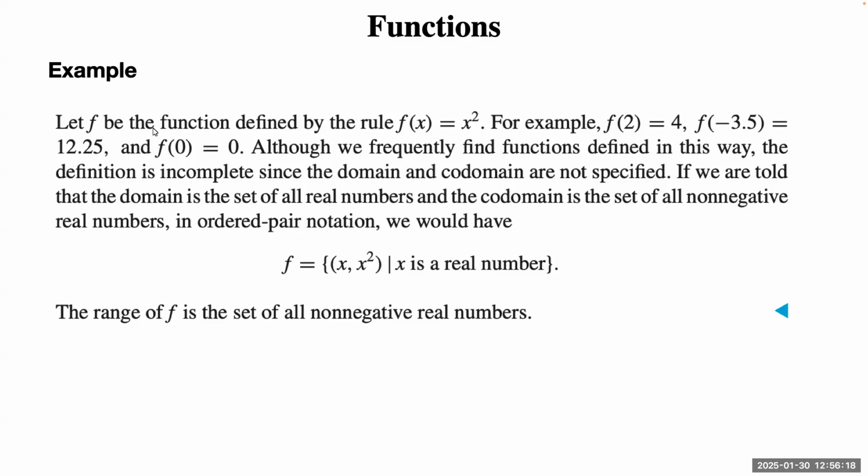Suppose we define a function by the rule f(x) = x squared. For example, f(2) = 4, and f(-3.5) = 12.25, and f(0) = 0.